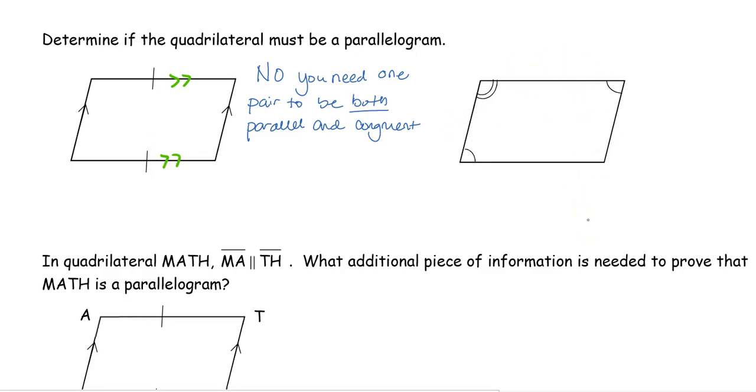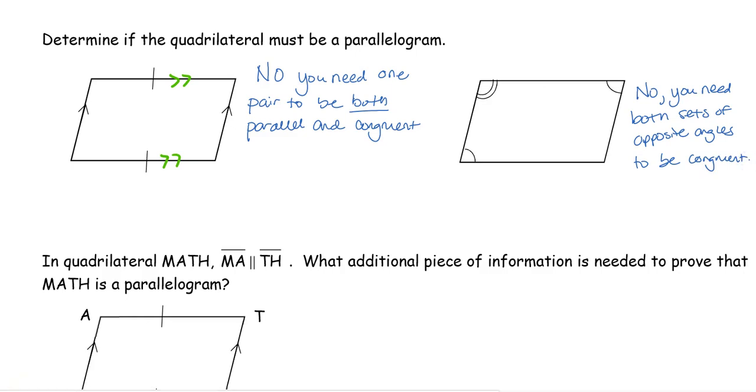Would this be a parallelogram? No. We would need the consecutive ones to be supplementary, which it may be, but we don't know that it is. Or we need them both to be congruent. So let's go with that one. So no, you need both sets of opposite angles to be congruent.